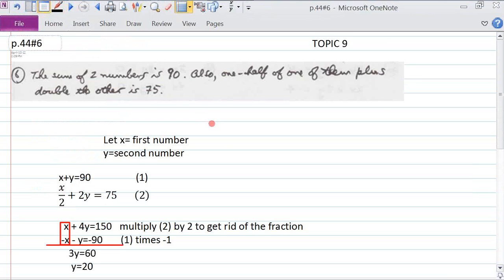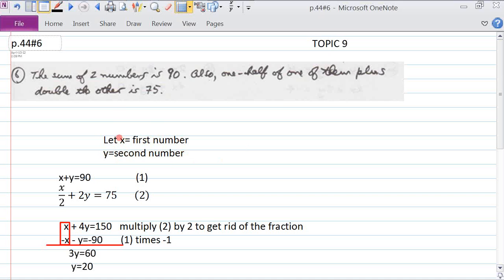Now in problem number 6, we're told that the sum of two numbers is 90. That's one sentence. That will give us one equation right here. A second equation comes from this sentence. Also, 1/2 of one of them plus double the other is 75. So let x equal the first number and y equal the second number.